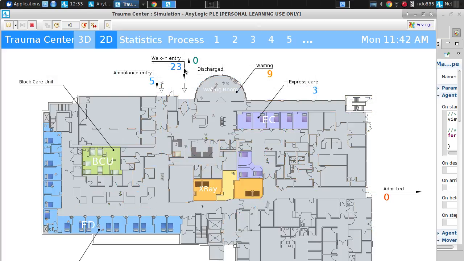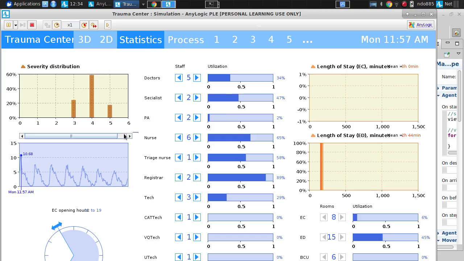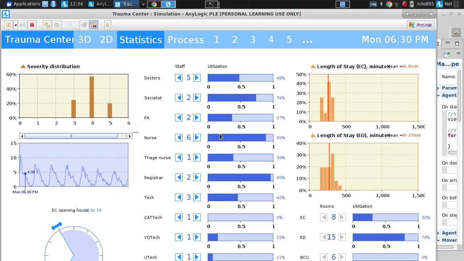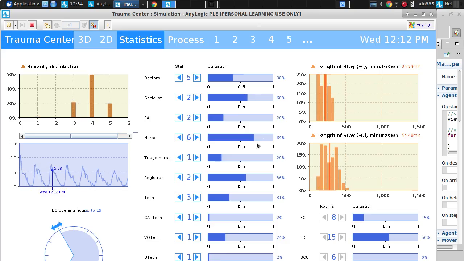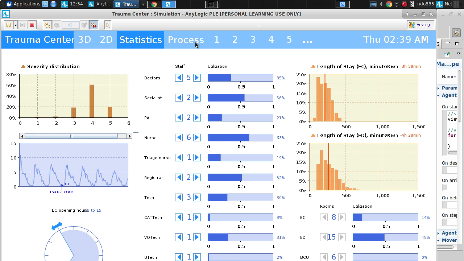Here, ladies and gentlemen, you'll notice statistics are being taken. How many are currently in the waiting area? How many are currently undergoing express care? How many have been discharged, etc. You can click over here to the statistics area, and it will give you an indication of how much utilization different resources have seen. In other words, to what degree nurses are being used, what fraction of the time nurses are in use. This is the length of stay of individuals within the facility. Here we have the number of minutes they've undergone.